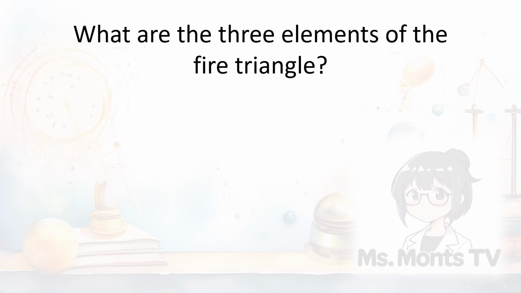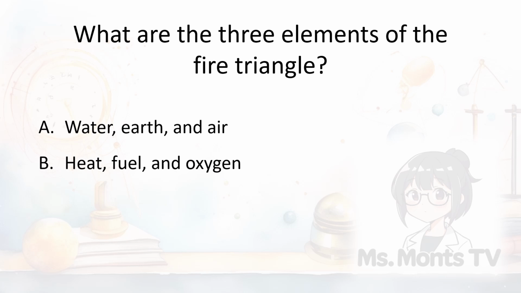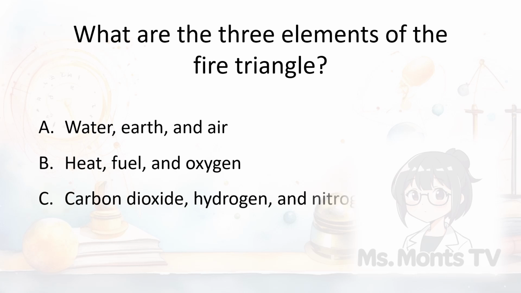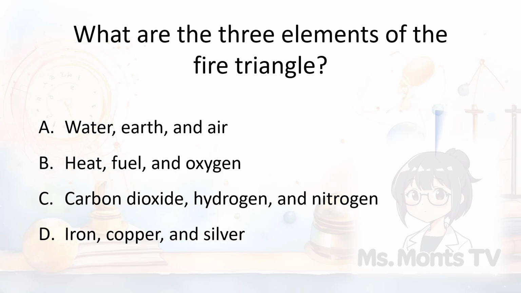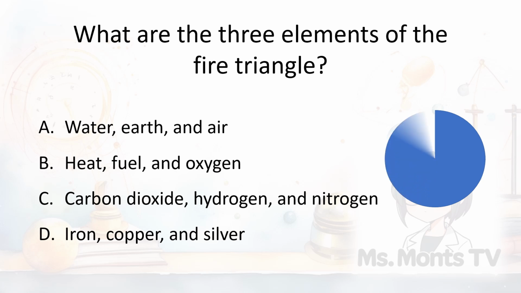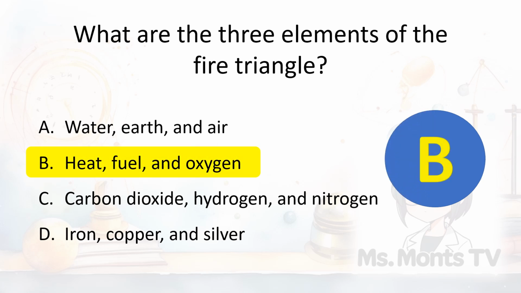What are the 3 elements of the fire triangle? A. Water, earth, and air. B. Heat, fuel, and oxygen. C. Carbon dioxide, hydrogen, and nitrogen. D. Iron, copper, and silver. The answer is letter B. Heat, fuel, and oxygen.